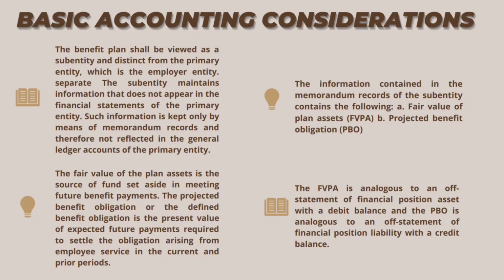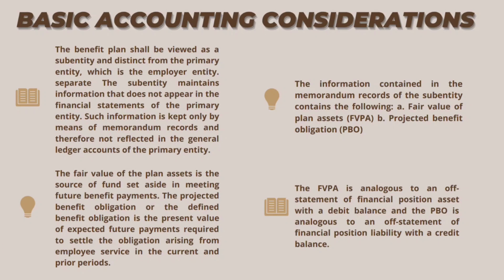The benefit plan shall be viewed as a sub-entity and distinct from the primary entity, which is the employer entity. The separate sub-entity maintains information that does not appear in the financial statements of the primary entity. Such information is kept only by means of memorandum records and is therefore not reflected in the general ledger accounts of the primary entity. The information contained in the memorandum records of the sub-entity is the following: A, the fair value of plan assets, or FVPA, and B, the projected benefit obligation, or PBO.